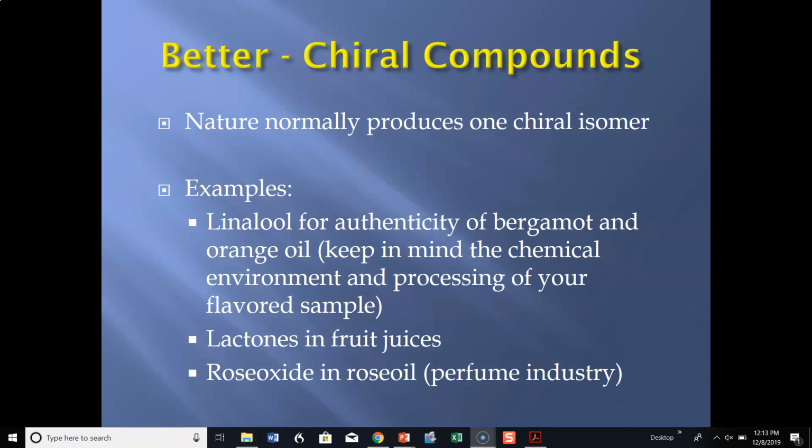Some of the examples that we mentioned in class were looking at authentic bergamot oil and orange oil, and here we're looking at linalool. What is the chiral form of linalool in each of these? Certainly lactones in fruit juices, rose oxide in rose oil, and so on. So there is application of these.